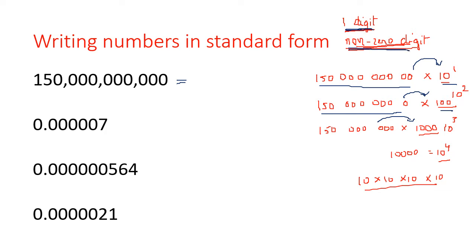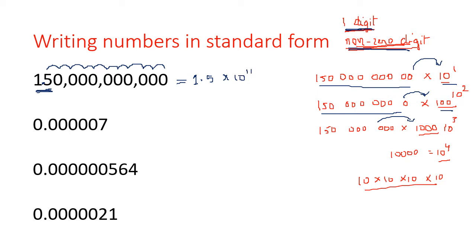So you have to see how many digits are non-zero digits. Here there are two non-zero digits, and after the first digit you put the decimal point. So you have to write 1.5. Why? Because all the non-zero digits have to be mentioned. There are only two non-zero digits. So here comes the decimal point. Now you see this: 1, 2, 3, 4, 5, 6, 7, 8, 9, 10, 11.